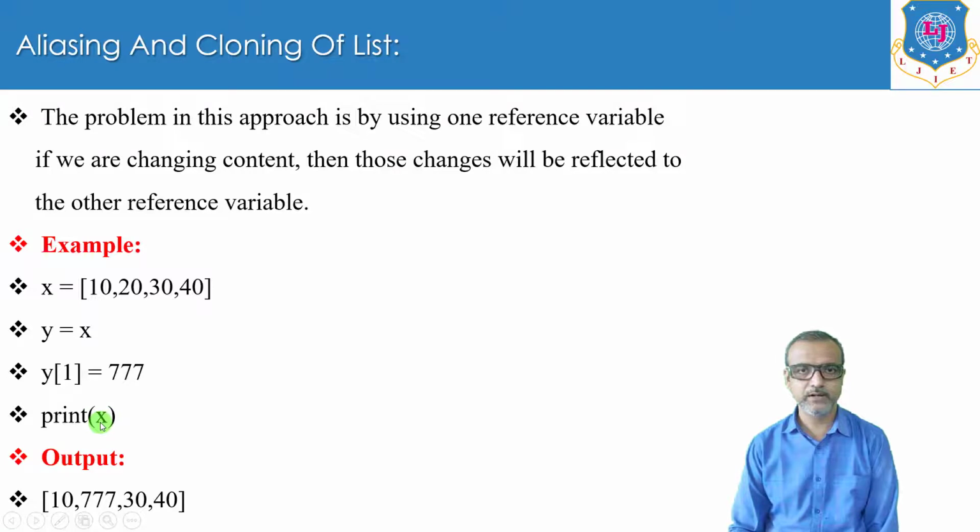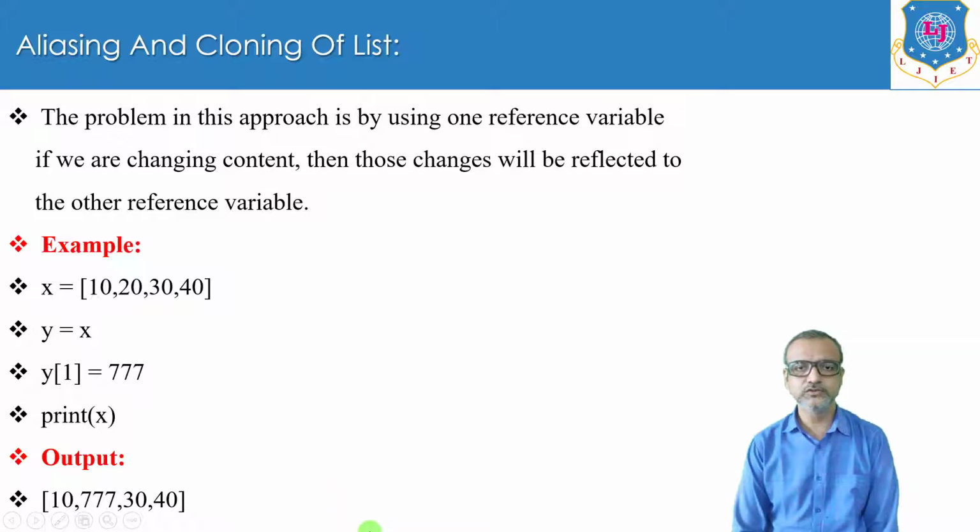Then after that, print X. So what will be the output? See, in the original list X, we have these elements 10, 20, 30, 40. And here we have changed the element in the list Y present at index 1 with 777. So the element present at index 1 in list X will be changed also. So what will be the output? That is 10, 777, 30 and 40. So this is the problem with aliasing.